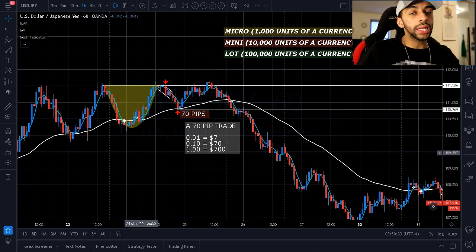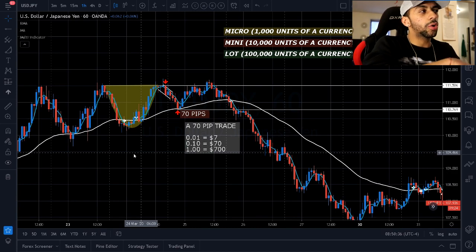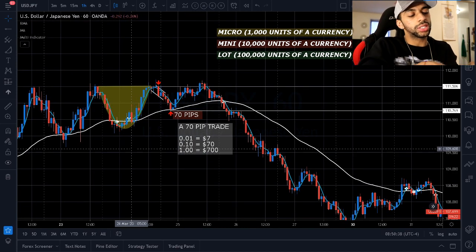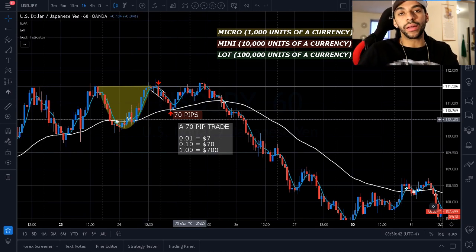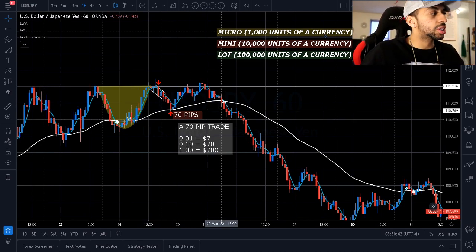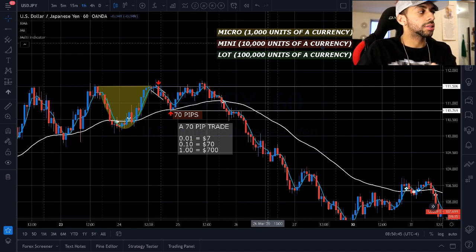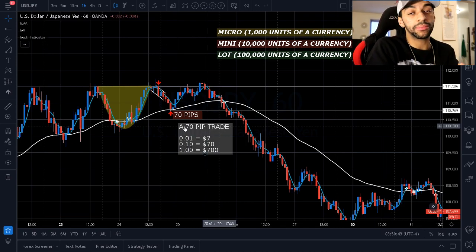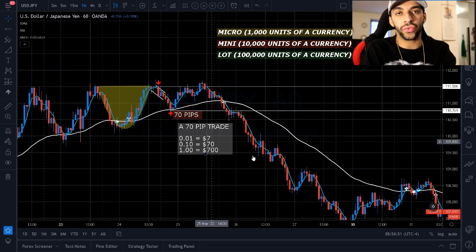So with the mini position, everything from a 0.10 to a 0.99 is a mini. On a mini position, if you were trading just a regular mini, the 0.10, 70 pips would have equated to $70 for you. Why?